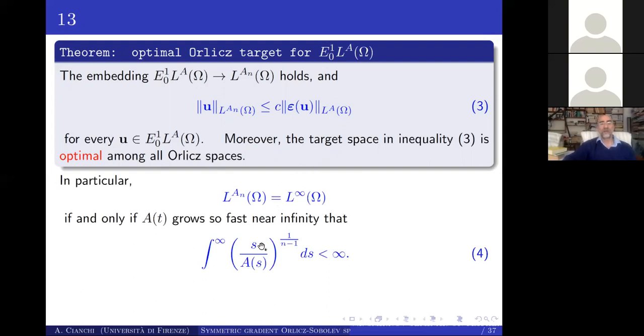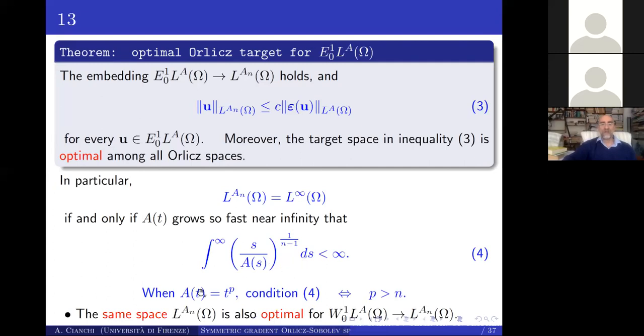Now, in particular, if the integral appearing here is convergent, which means that the function A grows fast enough near infinity, then LA sub n agrees with L infinity. So in fact, here we have an embedding into L infinity. And it's easily seen that this condition, in the case when A of t is t to the p, so in the classical case, is equivalent to requiring, as expected, that P is strictly larger than the dimension. So here we enter the supercritical setting, as I called it before.